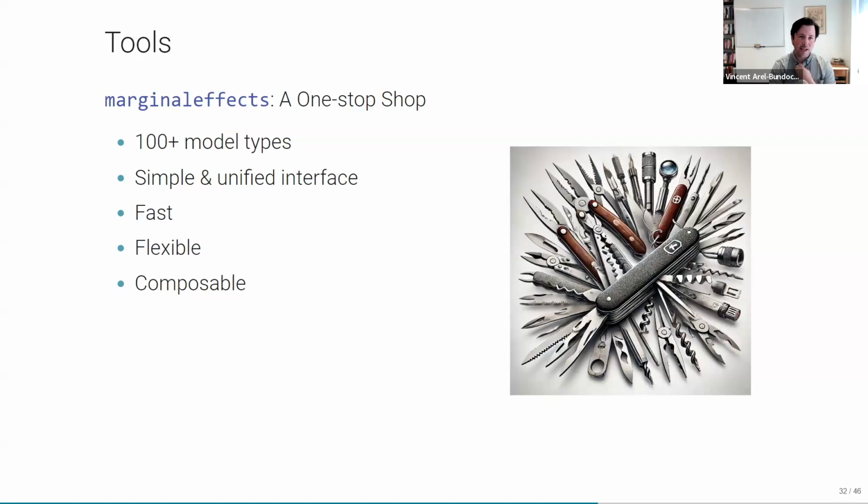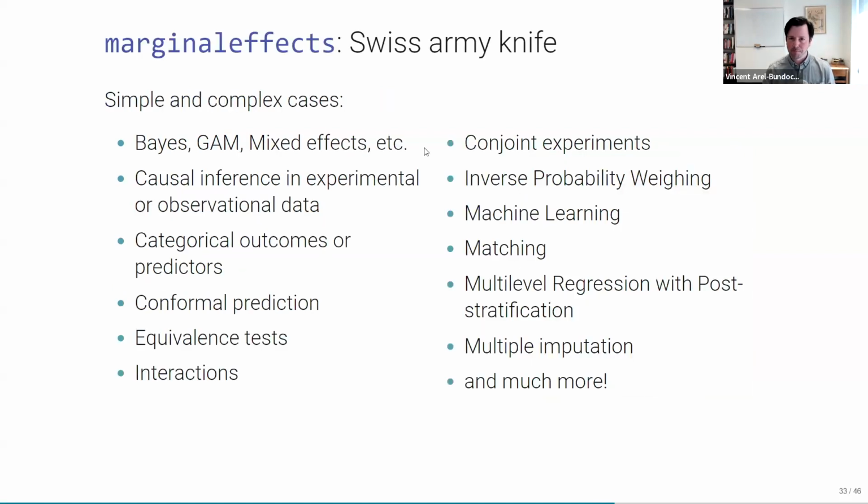So almost any of the standard statistical models that you want to throw at it work, and even fancier ones if you want to do GAM or Bayesian models, or a lot of machine learning models are supported as well, using one simple and unified interface. So that's kind of a neat thing. It is reasonably fast, flexible, and then composable. I'll come back to this because that's one of the main features.